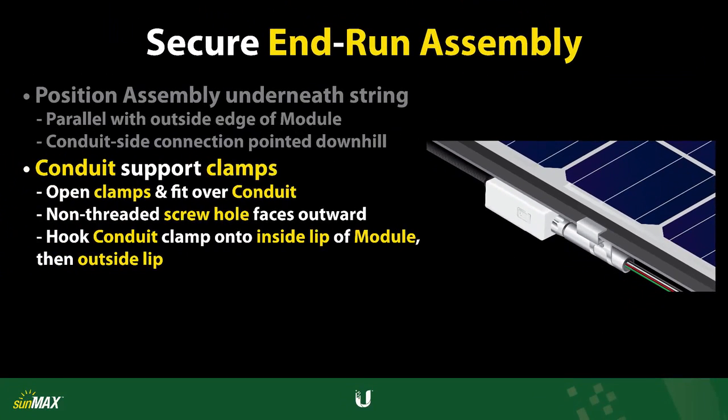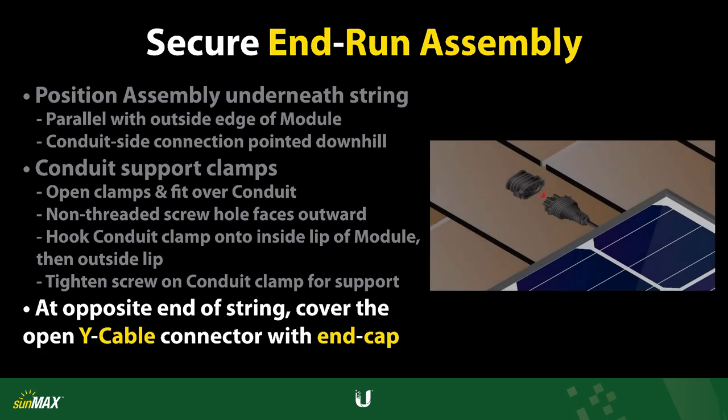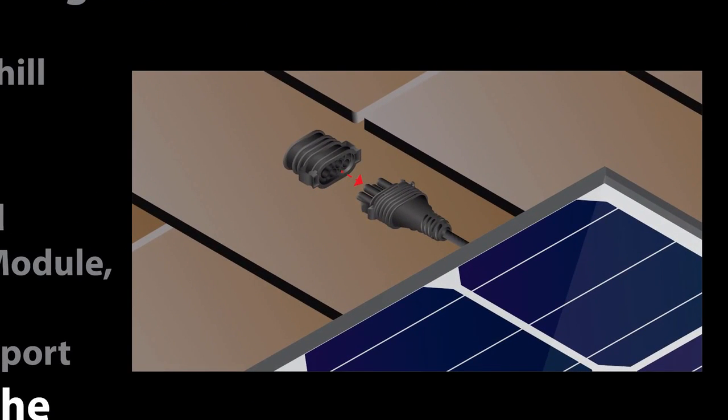Hook the conduit clamp on the inside lip of the AC module and then over the outer lip. Tighten the screw on each conduit clamp to support the conduit on the AC module. On the opposite end of the string of AC modules, terminate the open Y cable connector using the cable end cap.